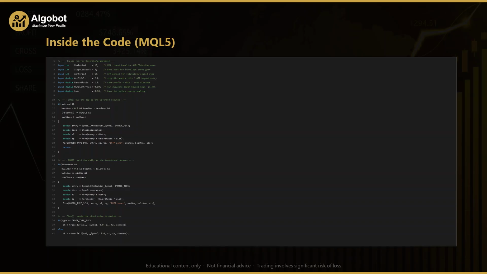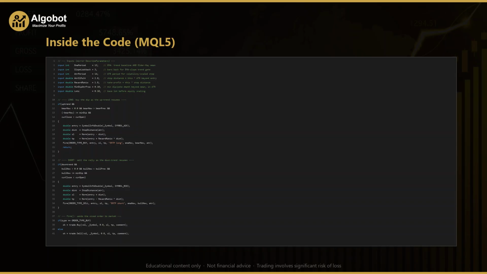Below the inputs is the long block. Read the condition. The market must be in an uptrend. Bear power must be below zero but greater than the previous bar's bear power. The negative of bear power must meet the minimum dip, and the current close must be above the current open. When that's all true, the code computes the entry at the ask, a stop a distance below it, and a take profit at the reward ratio above, then calls fire with an order type of buy.